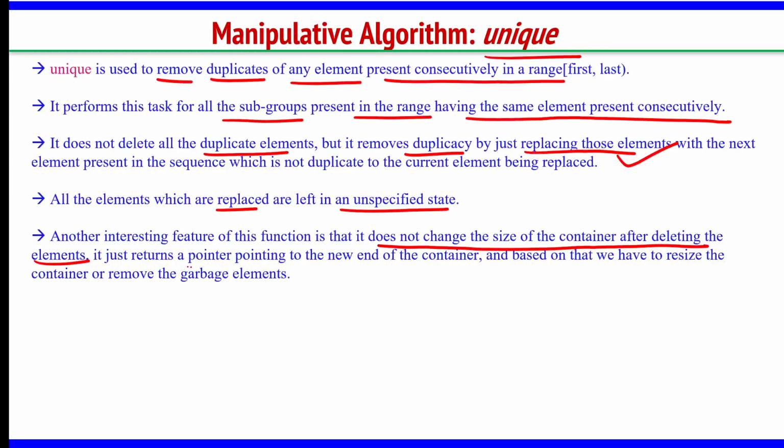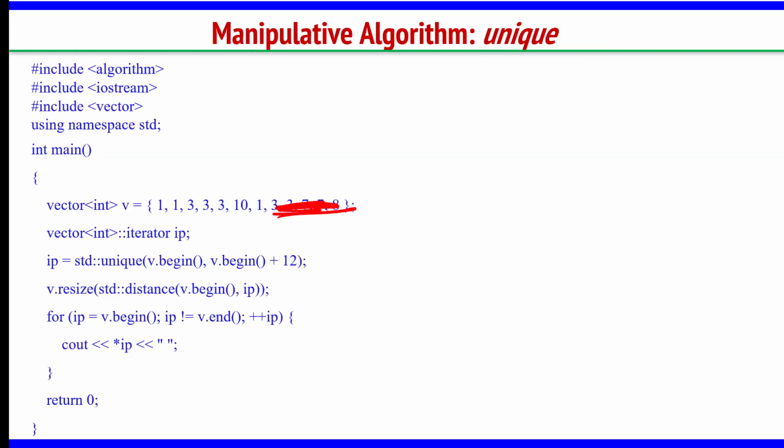It just returns a pointer pointing to the end of the container, where the elements are ending. That pointer is given to us. Based on that, we have to resize the container and remove the garbage elements. Maybe you can insert zeros at the end after that location, something you can do there.